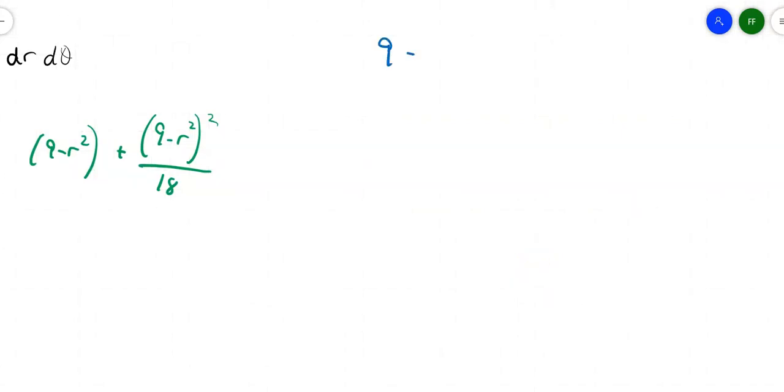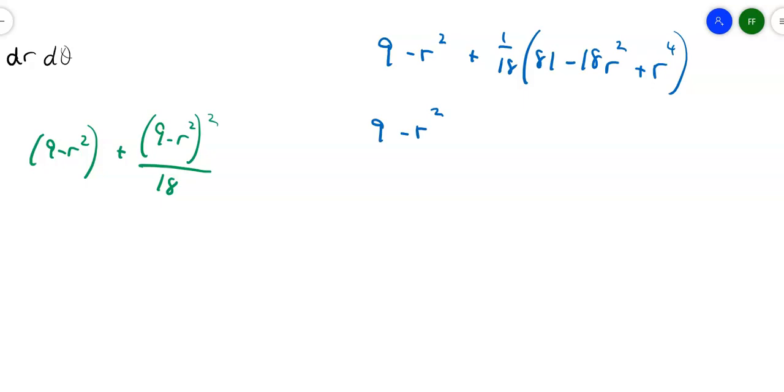All right, so this gives me 9 minus r squared. And then let's write plus 1/18 times 9 squared, which is 81, minus 18r squared plus r to the 4th, right? First term squared, 2 times the insides, last term squared. That's how I expand a binomial. All right, so I get 9 minus r squared. If I take 81 and divide it by 18, I will end up with 9 halves. So plus 9 halves minus r squared plus r to the 4th over 18. That's just the first one.